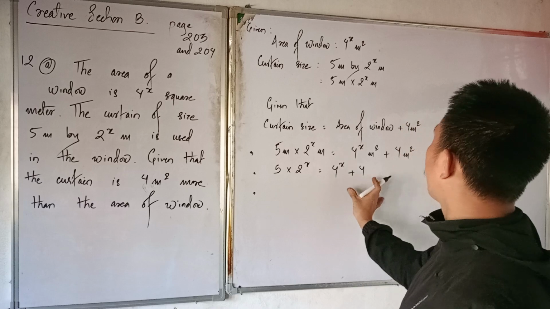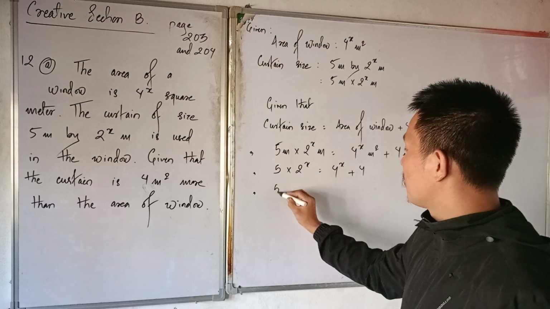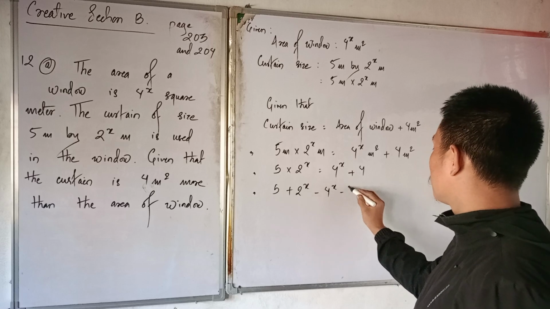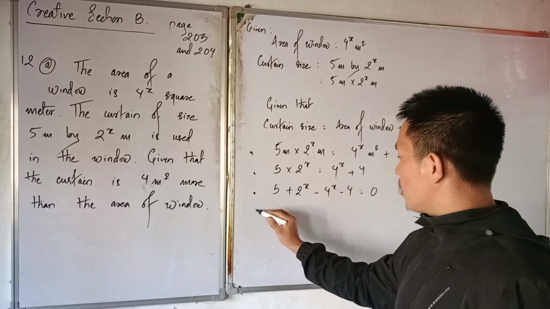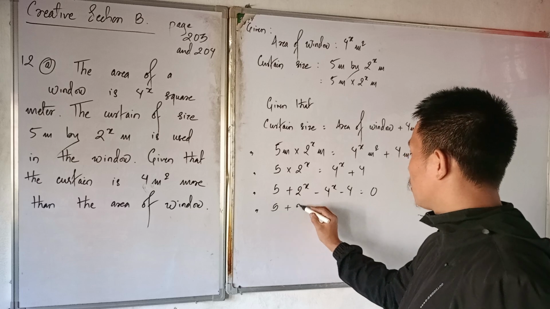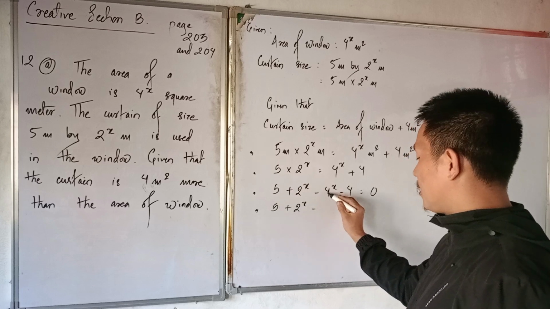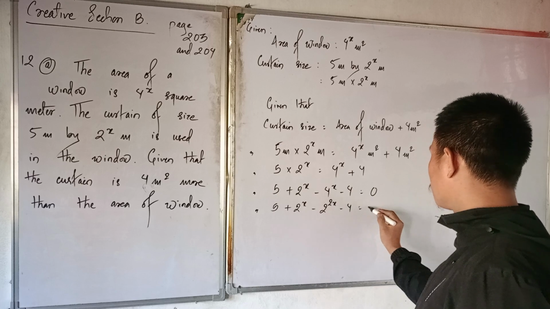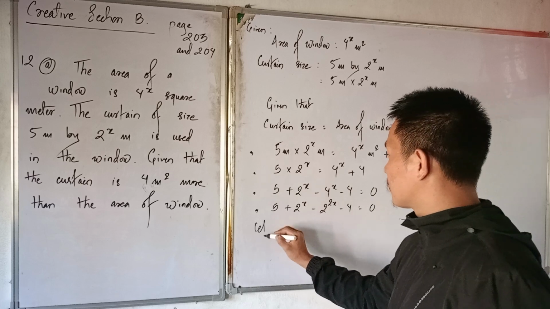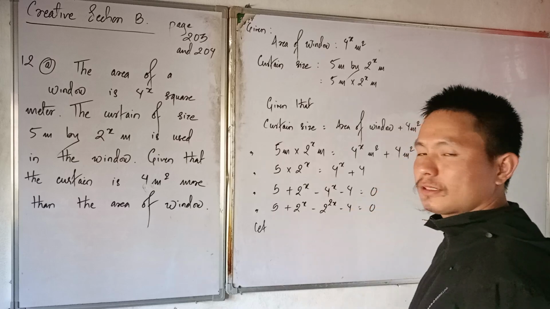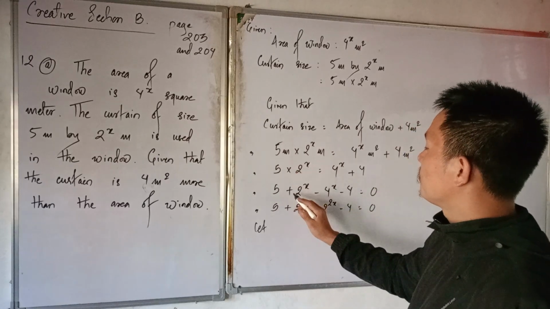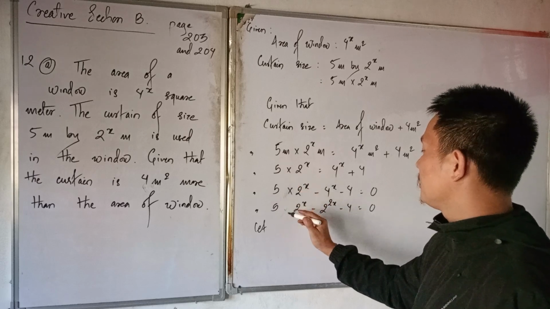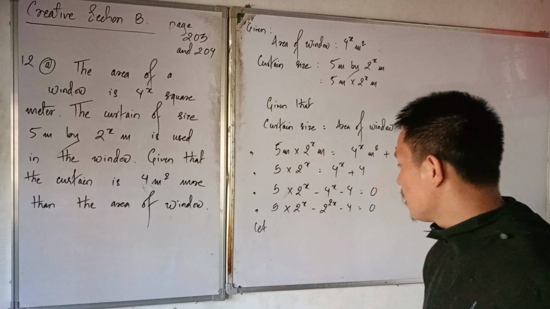Now let's move everything to the left hand side. 5 times 2 power x minus 4 power x minus 4 equals 0. Or 5 times 2 power x, and 4 power x can be expressed in terms of 2 power 2x, minus 4 equals 0. There is some mistake I have made here. There is multiplication, and I mistakenly wrote a plus sign, so I'm going to correct this.